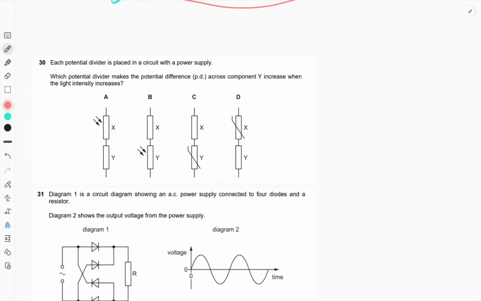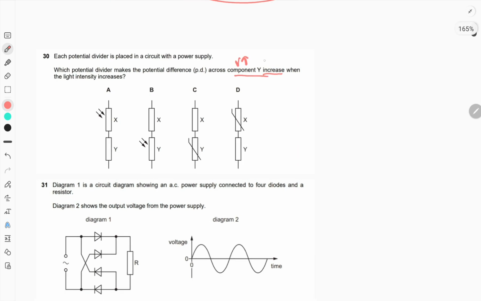Each potential divider is placed in a circuit with a power supply. So this is some part of the circuit, and these are the two resistors which are acting as potential dividers. Potential divider means they share the voltage of the supply. Which potential divider makes the potential difference across component Y increase? So if you look, there is a resistor which is marked as component Y. So you need a greater voltage over there.